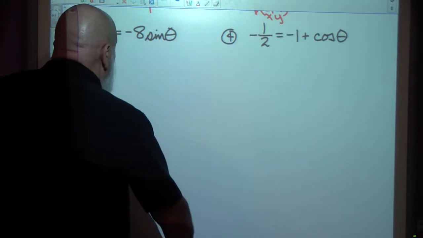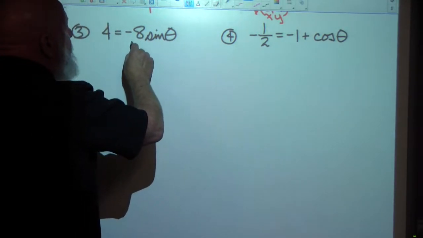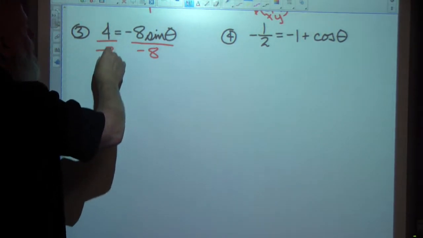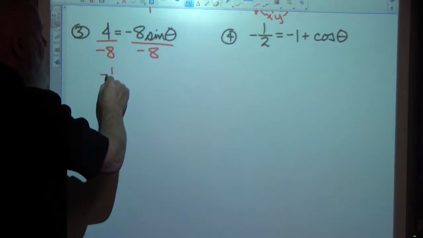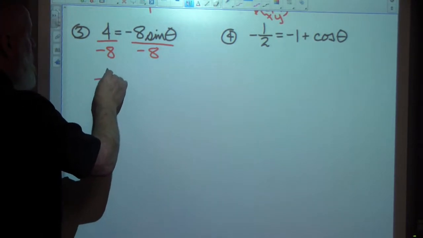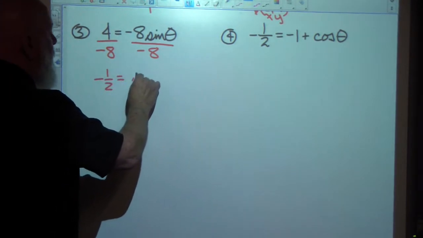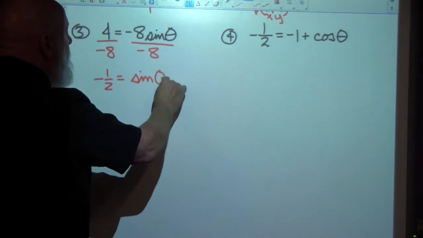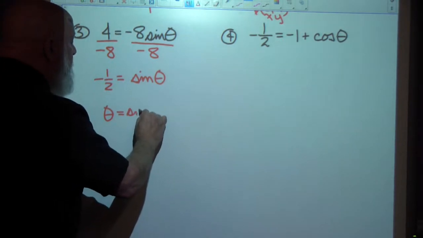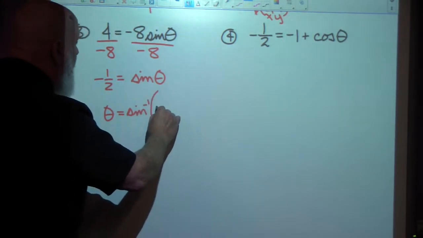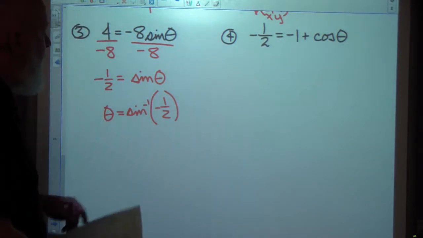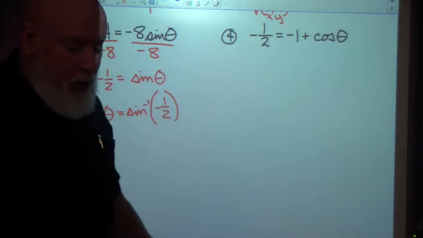Okay, let's take a look at this one. I want to divide both sides by negative 8 to get sine. This is negative 1/2, so I'm going to reduce that fraction. Negative 1/2 is equal to the sine of theta. So I'm going to say theta is equal to the inverse sine of negative 1/2. Make sure you use parentheses. Whenever you take the inverse sine of something that's a fraction, make sure you use parentheses.